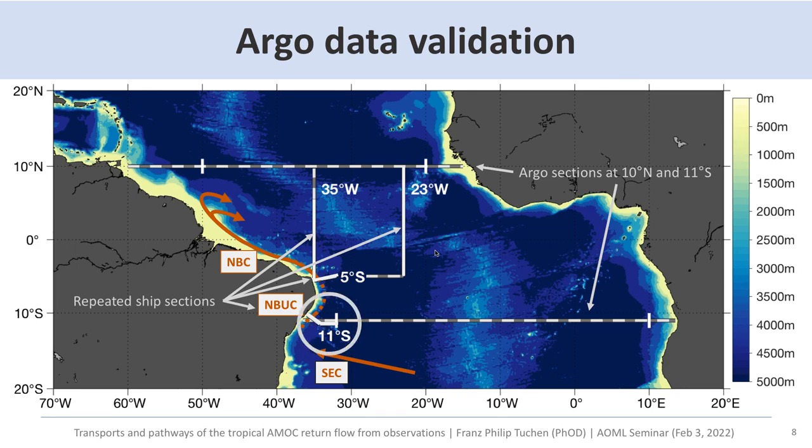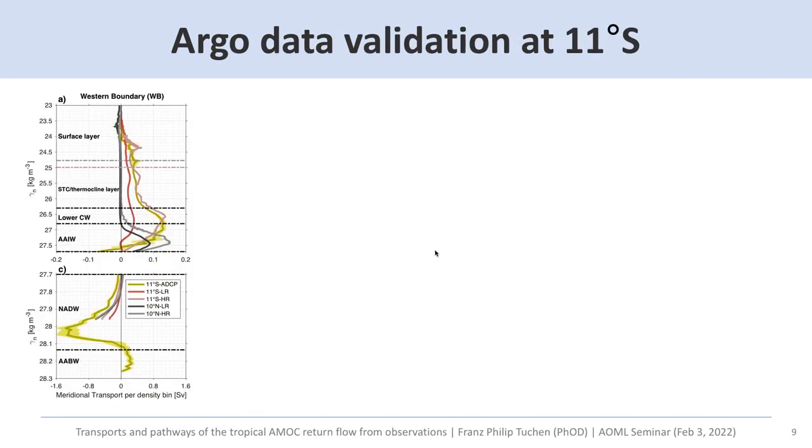Okay, as I mentioned, there are 3 different sections that we were looking at in the later part of this study. But first, we are focusing on the western boundary at 11 South and the comparison between Argo and ship section. This is shown here in this plot, showing the meridional transport as a function of neutral density. So basically, transport per density bin divided into different layers, or the different boundaries are shown here for the different water mass layers. In yellow, we have the ship section data. In the red colors is the low and high resolution Argo data at 11 South. And in the more grayish, blackish colors, the estimates at 10 North.